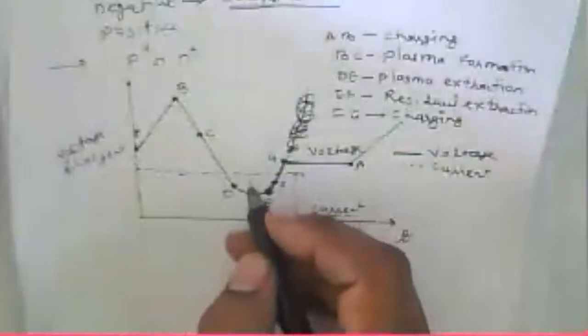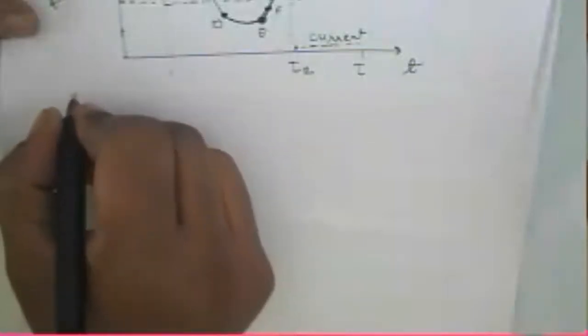This is T2, this is T here. Here we have plasma extraction and that is residual extraction, and everything is changed, generated in that particular layer. If you consider this, we can consider the configuration of a trapped plasma diode.